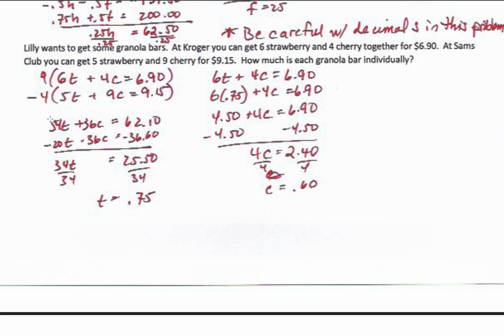I did the 4. So the top one becomes 54t plus 36c equals 6210. Bottom one, negative 20t minus 36c equals negative 3660. Adding them up, I get 34t equals 2550, dividing by 34, and t, the strawberry, is 75 cents. Plugging it into either equation, I chose the top one. 6 times the cost of strawberries, which is 75 cents each, is $4.50, plus 4c is $6.90. Subtracting the $4.50 is $2.40, dividing by 4, and I get that the cherry is 60 cents.